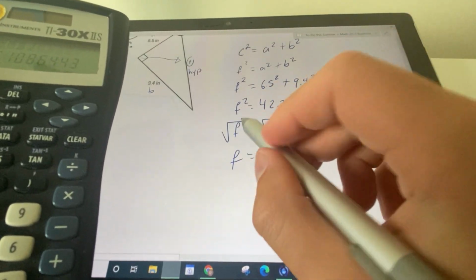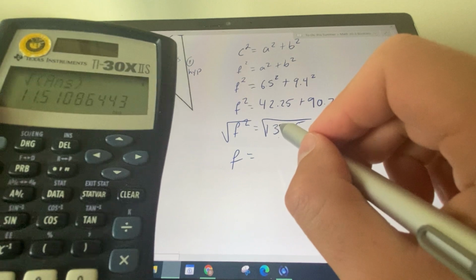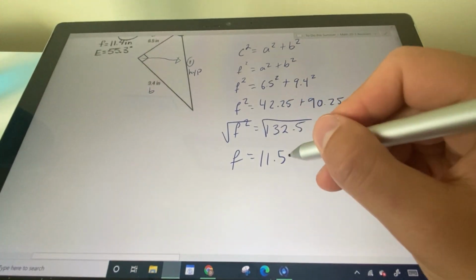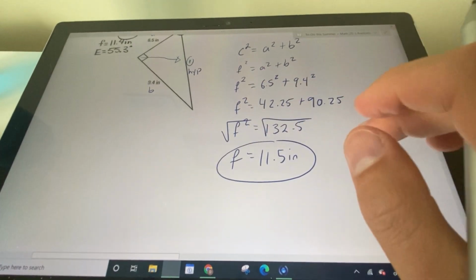So I squared both sides. Remember, I need to get rid of that square, so I'm going to square root my answer, and it's going to give me 11.5 inches. So that's what F is.